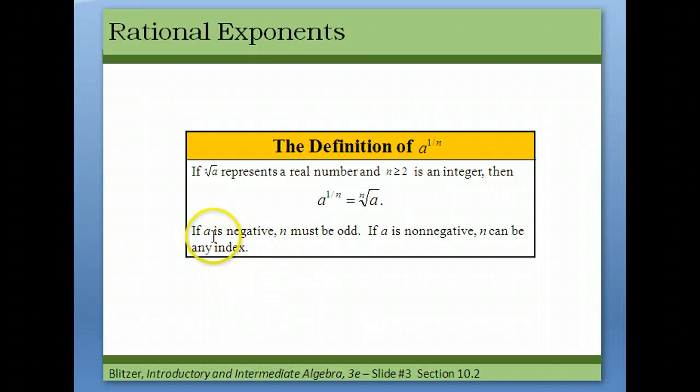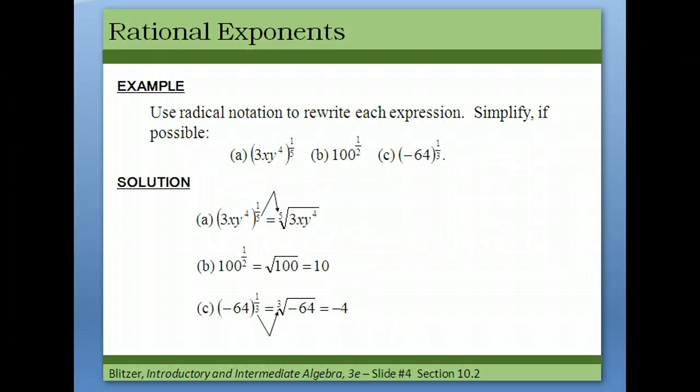So a couple of things here. If you have a radicand, the thing sitting inside of the radical, if that's negative, the n has to be odd. The reason is because remember that if you have a negative number living inside of the radical, you have to be taking an odd root. If a is non-negative, meaning either positive or 0, n can be anything you like. It can be even or odd. It doesn't matter.